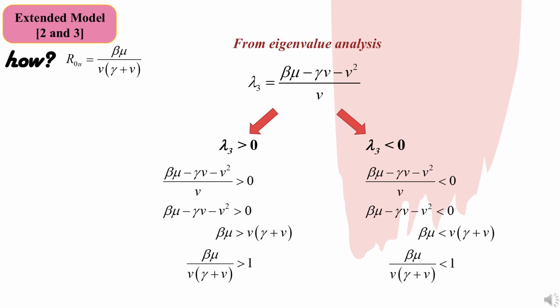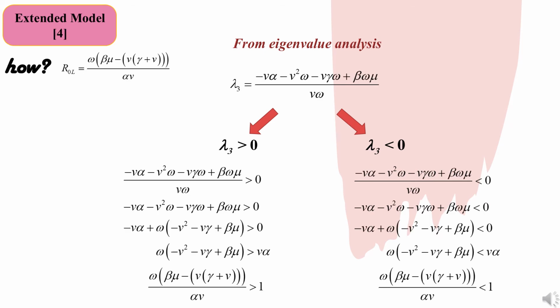On the other hand, when eigenvalue 3 is larger than 0, it gives an unstable disease-free steady state. From here, we can also see that the reproduction number is larger than 1, which means the epidemic will occur. Then for extended model 4, similarly, we use the method of eigenvalue analysis to obtain the basic reproduction number.